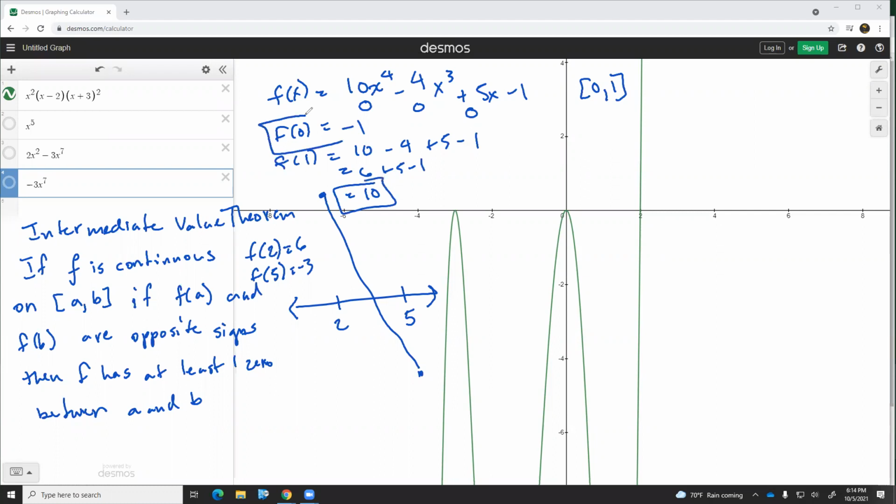So f of 0 is negative, f of 1 is positive. What does that tell me? Is there a 0 between 0 and 1? Yes, it has to cross somewhere. I don't know where, but it's got to cross somewhere. Does that make sense? That's the intermediate value theorem.